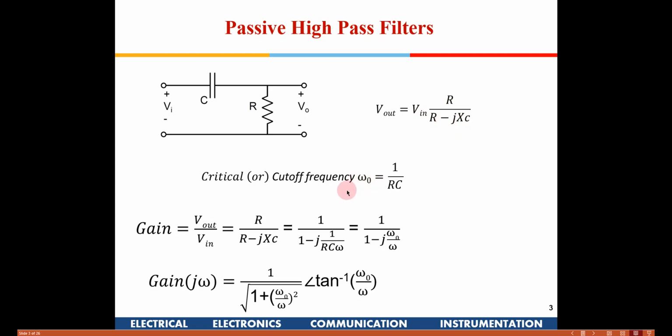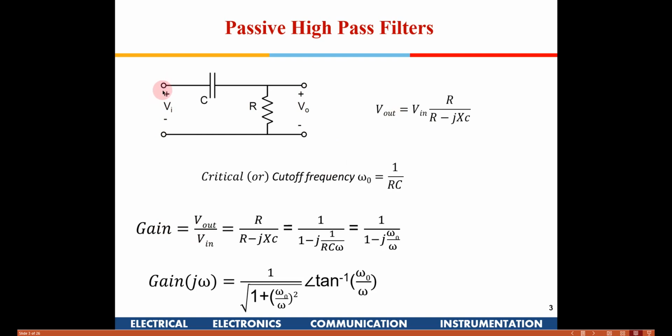Now let's define one variable which is known as the critical or cutoff frequency. Why this particular term cutoff frequency, that also I will discuss shortly. That is omega 0 is equal to 1 by RC. So this is the new term which we have introduced.